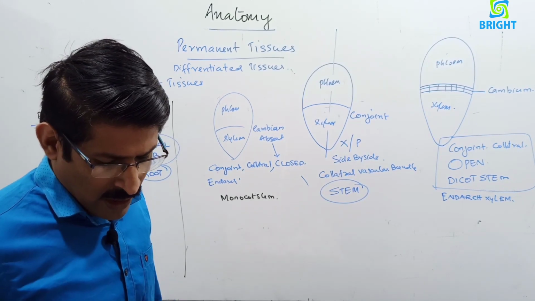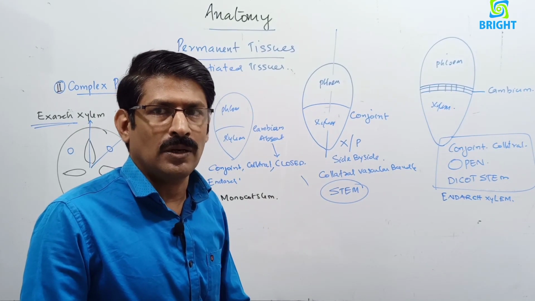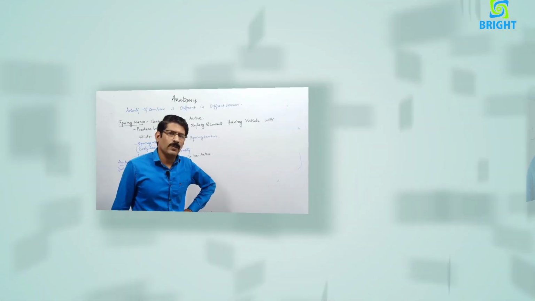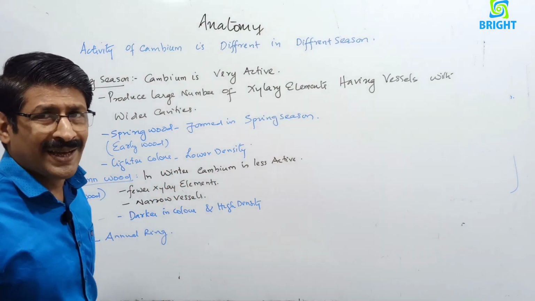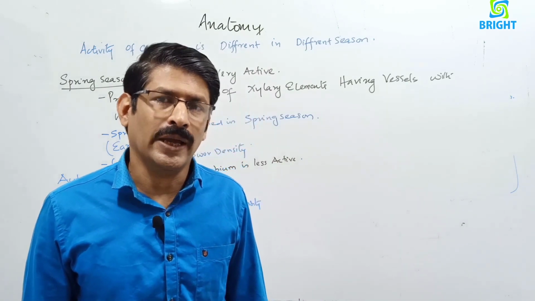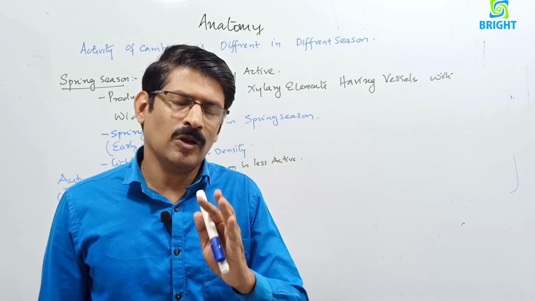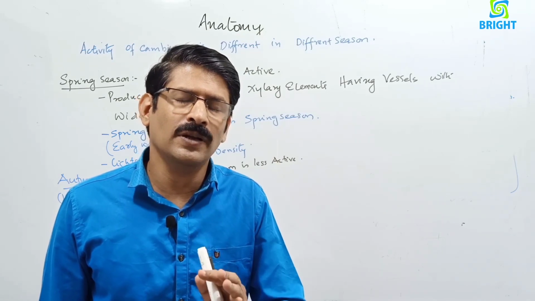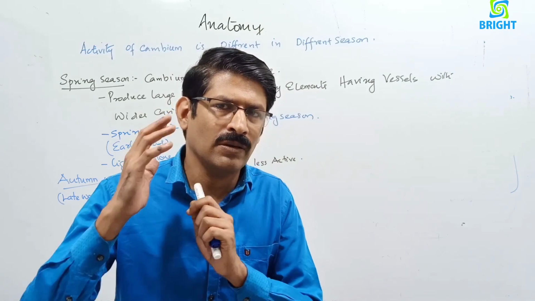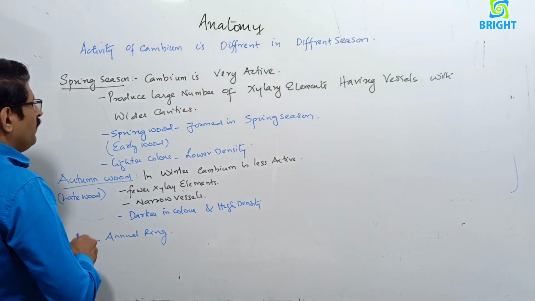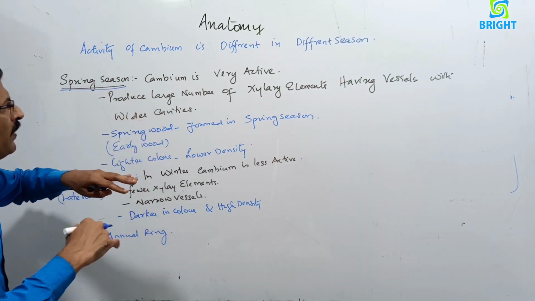Next we are discussing another important part, that is called heartwood, sapwood, etc. The secondary meristem or cambium, vascular cambium, is responsible for the secondary thickening in the dicot plants, and the cambial activity is different in different seasons. So on the basis of the season, the cambial activity is different. In spring season, the cambial activity is very high.